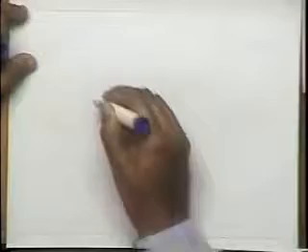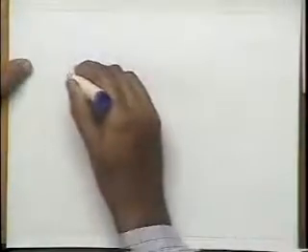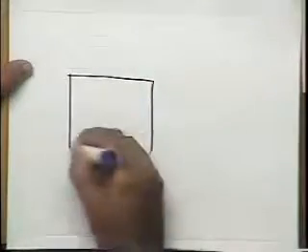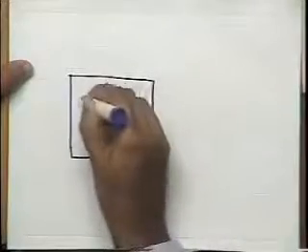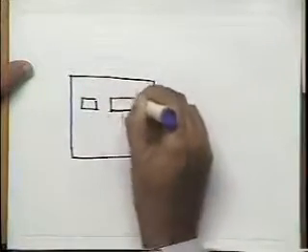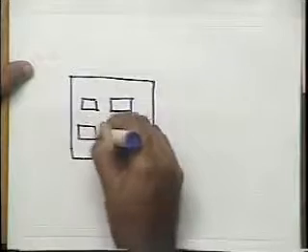Now, supposing we have a model image, the image of a printed circuit board, an assembled printed circuit board, where supposing this is the printed circuit board, and we have a number of components which are to be mounted on the printed circuit board.